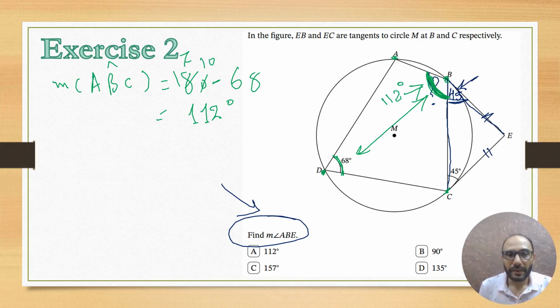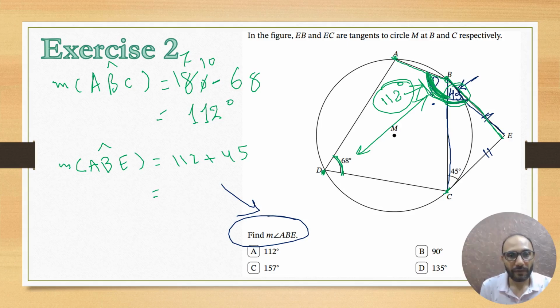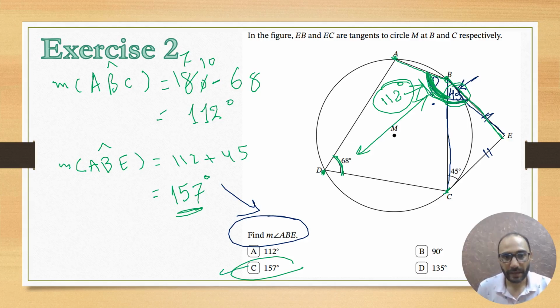Now the required was angle ABE together, which is the sum of the two angles 112 and 45. Then measure ABE, the required angle, is 112 plus 45. Let's add: 5 plus 2 is 7, 4 plus 1 is 5, and 1 in the hundreds. That means it's 157 degrees. Then choice C is the correct choice. Let's go to the next question.